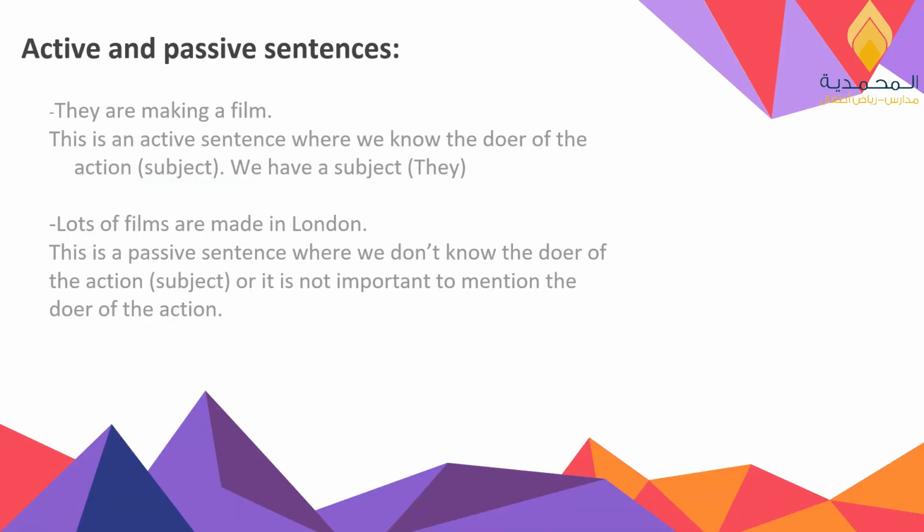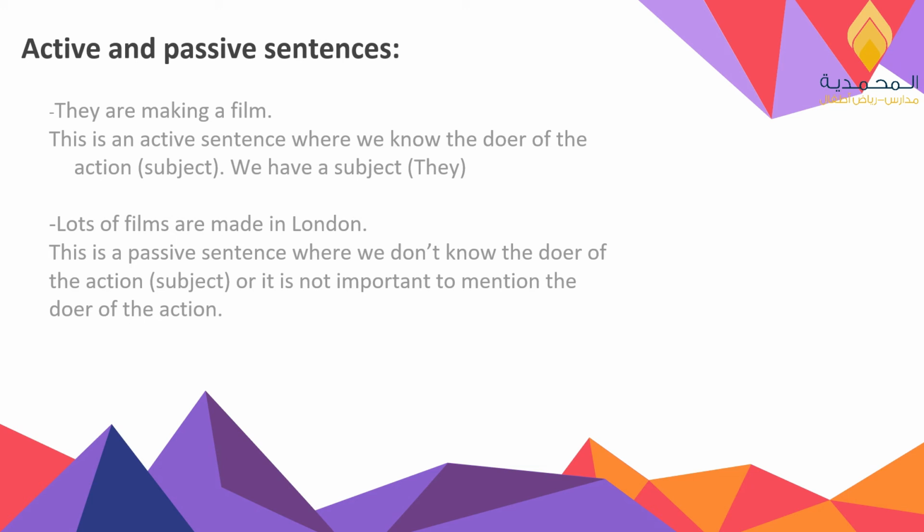Now, we are going to differentiate between two kinds of sentences, active sentences and passive sentences. Let's take a look at the first example. They are making a film. Who is making the film? They. Excellent. So the answer is they. So the subject or the doer of the action is they. So in this sentence, we know who is making the film. So this is an active sentence. Why did we call it an active sentence? Because we know the doer of the action and we have the subject, which is they.